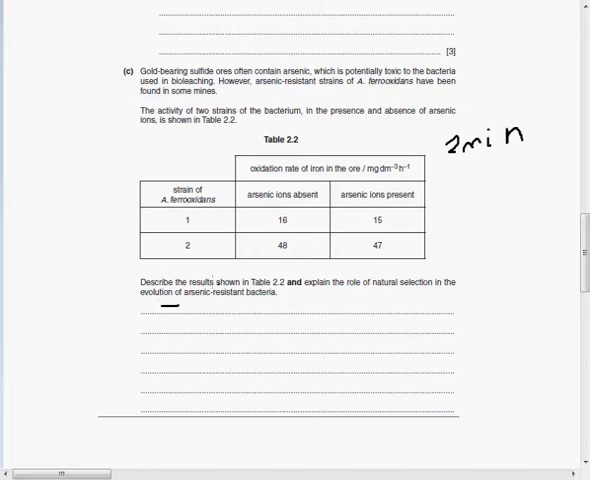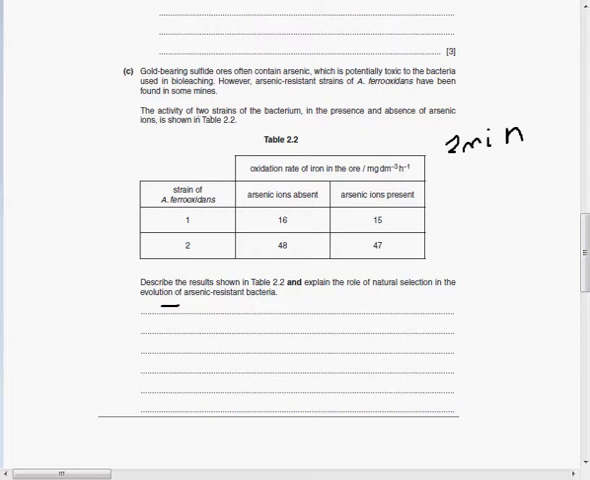You just describe the results in table 2.2. Forget about the role of natural selection. Just describe this. So you can pause now. Okay, hopefully you paused and you got the answer. Now let's see over here.